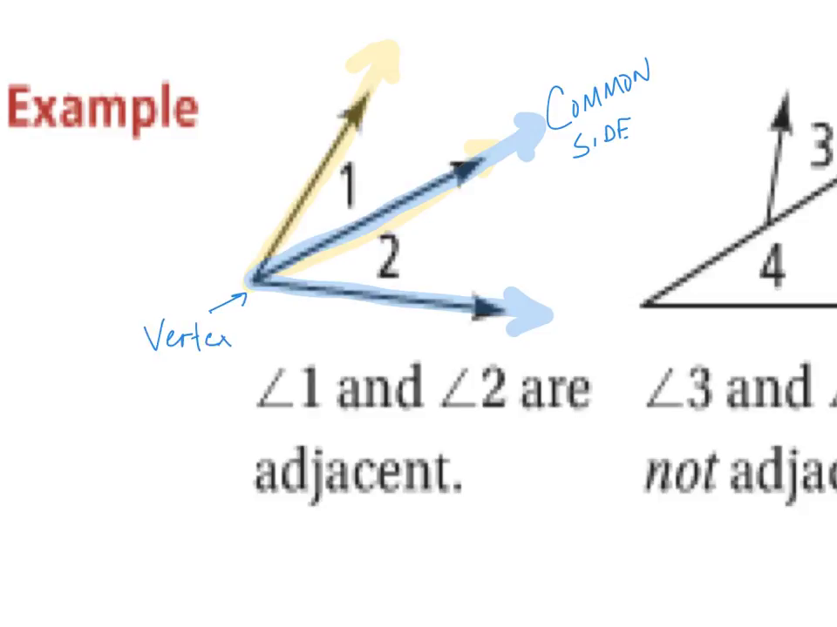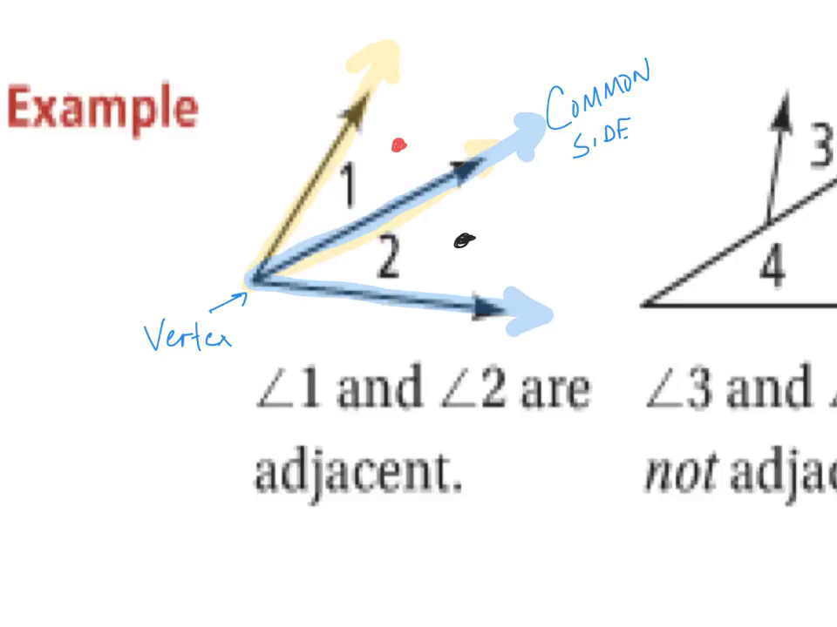So these are adjacent angles. They're right next to each other, but they don't have common interior points. For example, if I put a dot here, this is on the inside of angle 2, but on the outside of angle 1. This point here in red is on the inside of angle 1, but on the outside of angle 2. So these are adjacent angles because they share the common vertex and the common side.